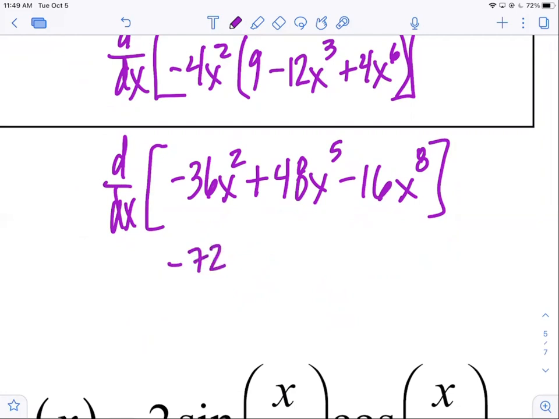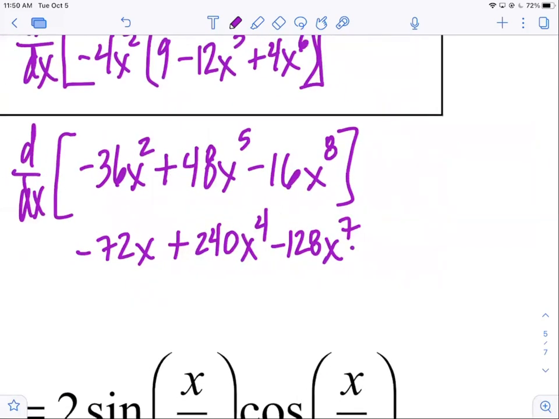So you get negative 72x to the first, plus, ooh, what's this going to be? 40 times 6, 240, x to the 4th, and then minus, holy cow, 8 times 16, 128, x to the 7th. And there it is, I believe. Yeah, that's the answer. And the reason the d/dx goes away is because each of these terms is technically getting a dx. We're taking the derivative of the x variable with respect to x. And guess what dx divided by dx is? It's 1. So essentially, that's why it goes away.